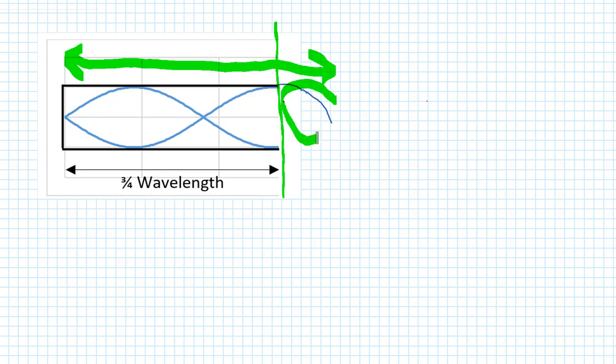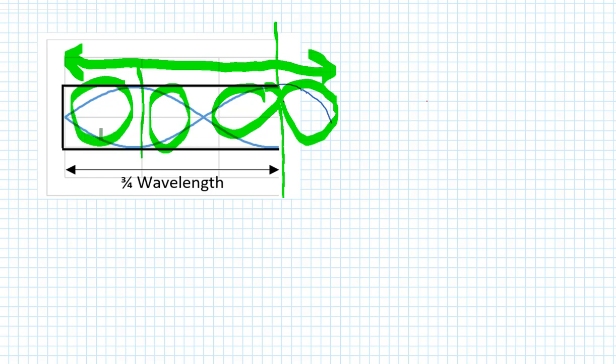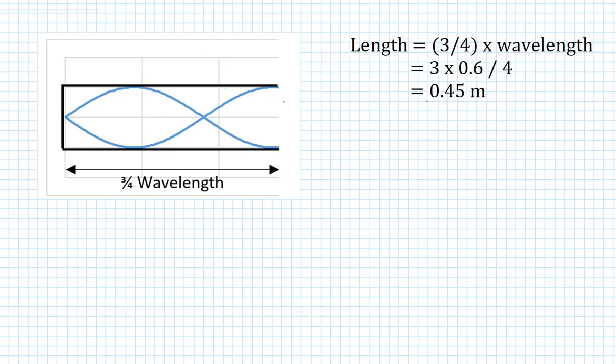1/4 is out here, and then you have another quarter here, and another quarter this segment, and another quarter there. So you can see that the pipe is 3/4 of the whole wavelength. So we have to multiply the wavelength by 3/4 to get the length of the pipe. That's 0.6 times 3 divided by 4 gives us 0.45 meters.